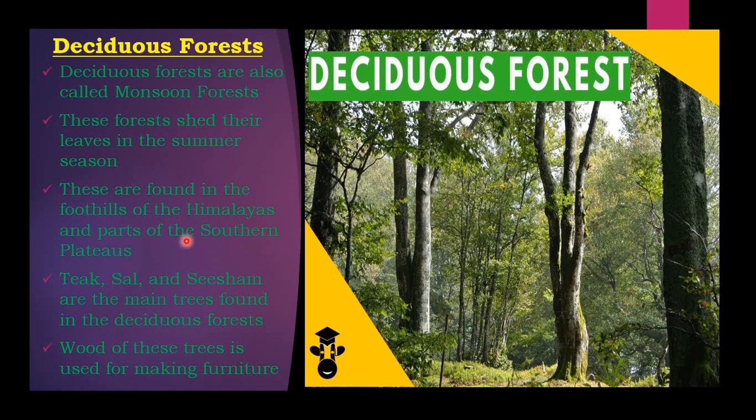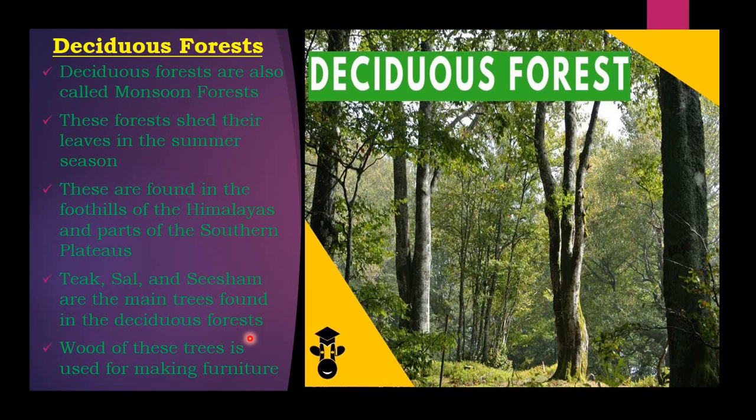And these are found in the foothills of the Himalayas and parts of the southern plateau, where it will be a very chilled area because the Himalayas are always covered by ice. Therefore the trees grow there more and more, and this forest is also found in parts of the southern plateaus. And teak, sal and sesame are the main trees found in the deciduous forest.